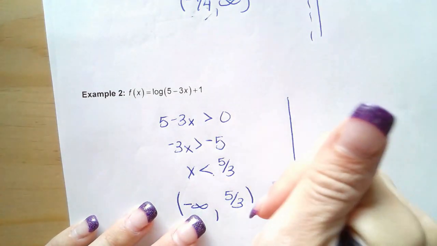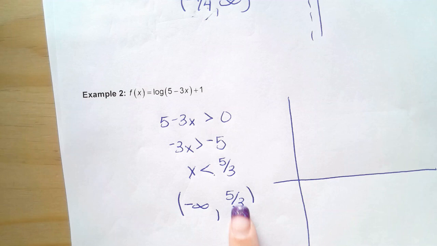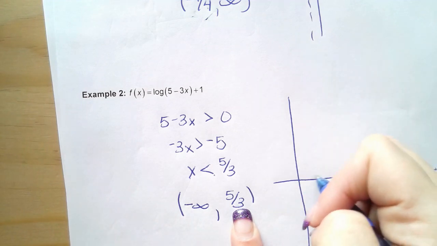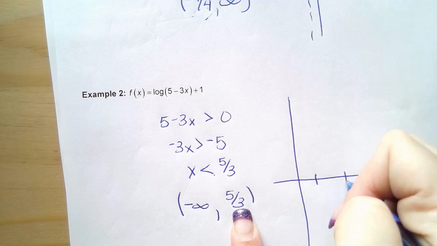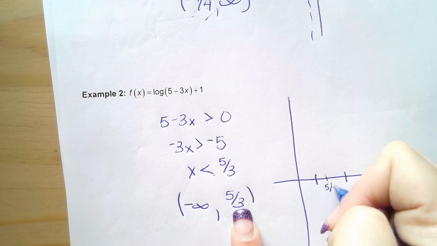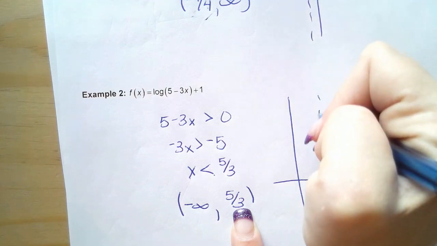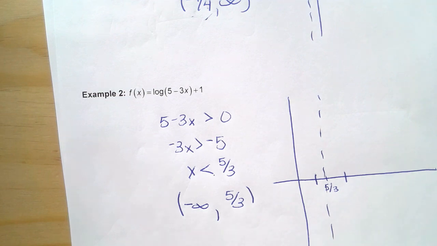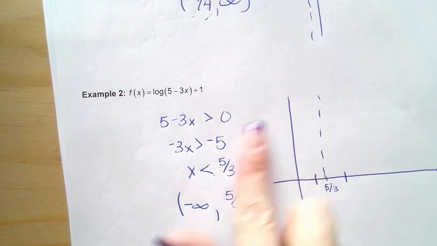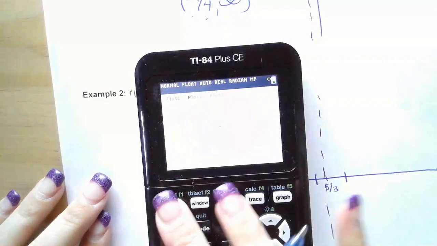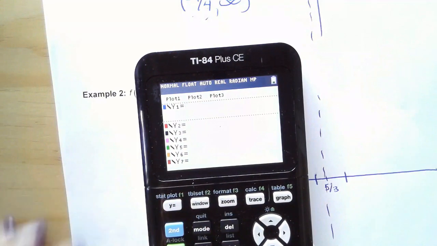Alright, sketching our graphs. That still means that this is our asymptote. So 5/3, that's a little bit over 1. Okay, so I'll label that as 5/3 so you guys can see that. So I'll do my dotted line. Now the other thing is this, because it's negative infinity, it means the graph is going to be on this side, okay? So let's grab our graphing calculator, go to y equals, let's clear that out.